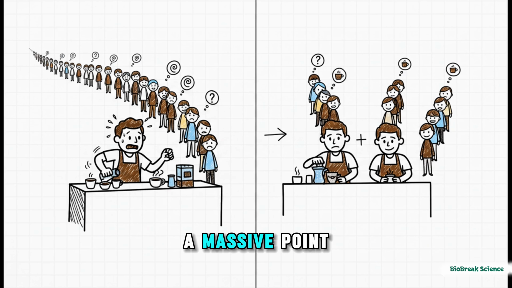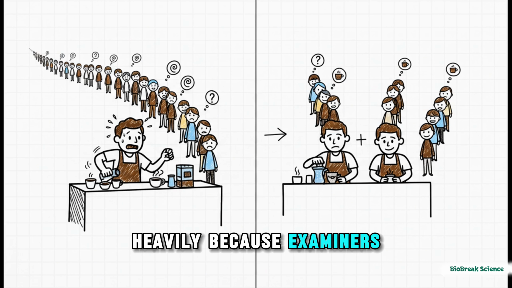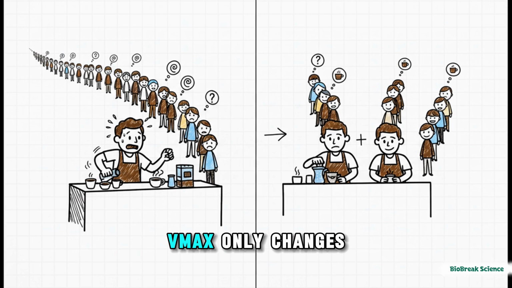Now, here is a massive point I want to emphasize heavily because examiners absolutely love to test this. Vmax only changes if you change the amount of enzyme. If you double the number of enzymes or hire more baristas, your overall Vmax doubles. But once all those active sites are full, adding more substrate does absolutely nothing. The baristas are already at maximum capacity.